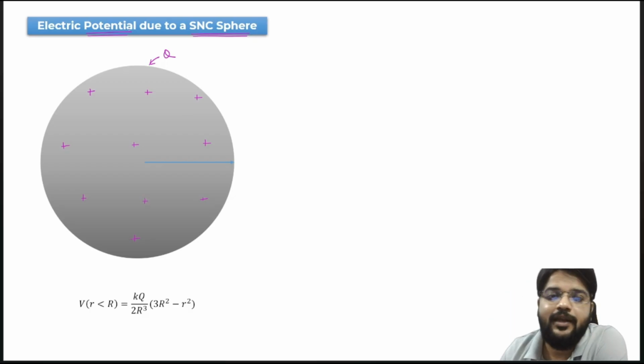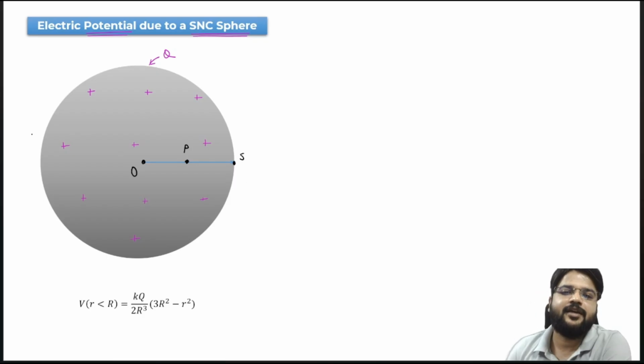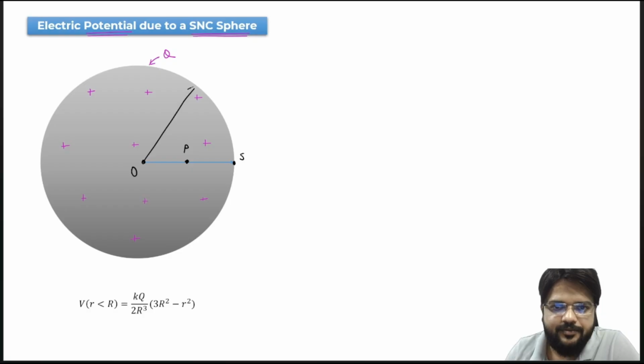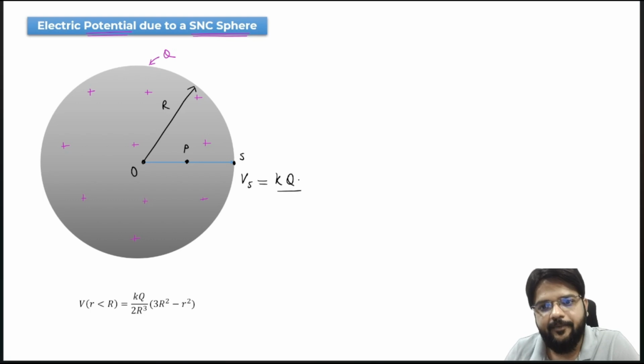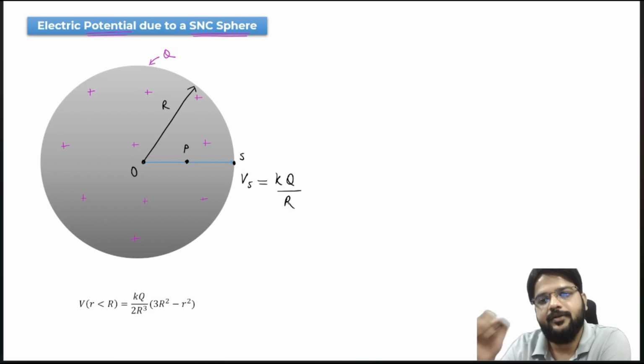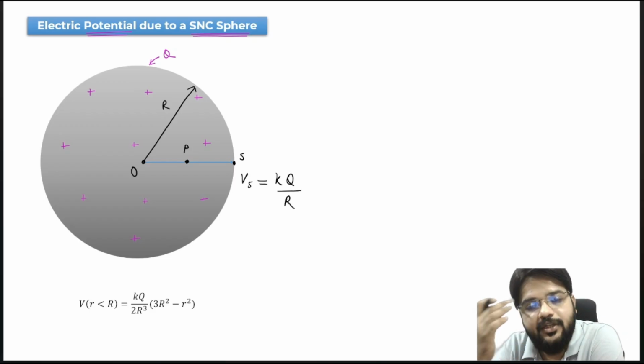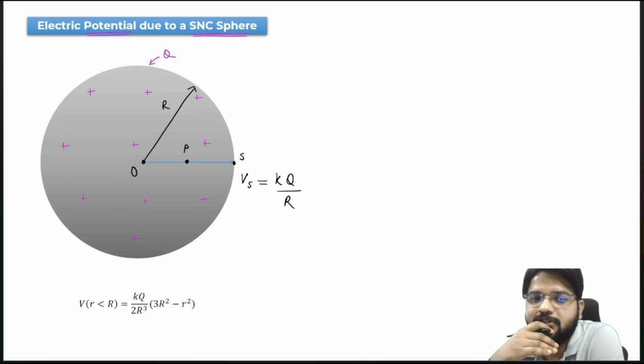So we want the electric potential. Let's suppose at this point P we want the potential, and this is the center of the solid non-conducting sphere, and this is O, everyone. This point is present on the surface, and if the radius of this non-conductor is capital R, then the potential on the surface can be written as kq by R, assuming the total charge is q and the radius is R.